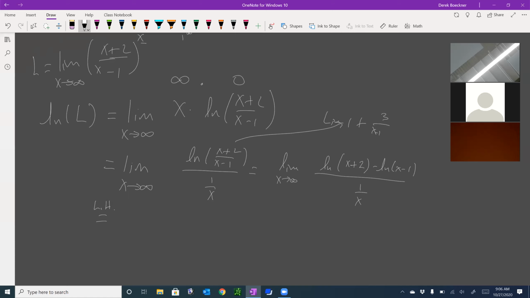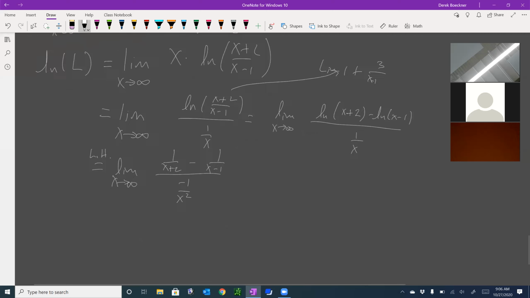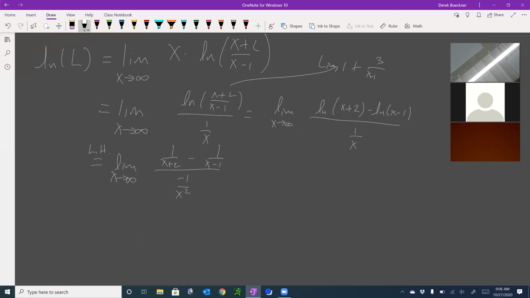Okay, so now that I take L'Hopital's rule, I've got 1 over x plus 2 minus 1 over x minus 1 over 1 minus there. Okay, I've got rid of the natural logs. All I'm working with now is a rational function, right? And that's nice. I like to work with rational functions. They're easier to work with. So now I can simplify everything, find a common denominator, all that.